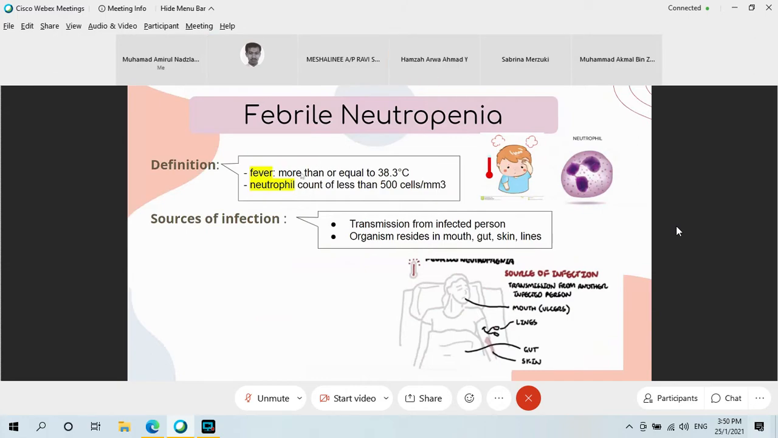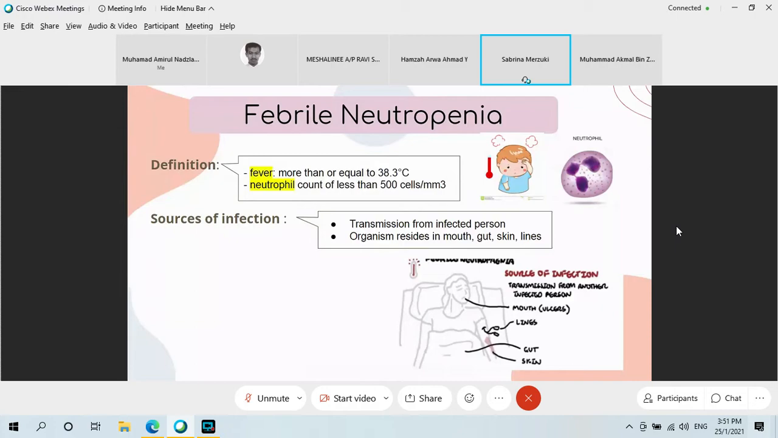Okay, so next is regarding febrile neutropenia. Febrile neutropenia is a common complication in children who receive chemotherapy for cancer. But of course, it can also be due to other reasons besides chemotherapy, for example, medications and certain diseases. Febrile neutropenia is characterized by fever equal to or more than 38.3 degrees Celsius and a neutrophil count of less than 500 cells per cubic millimeter.